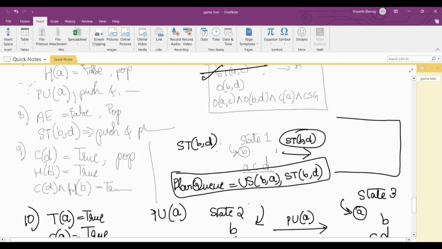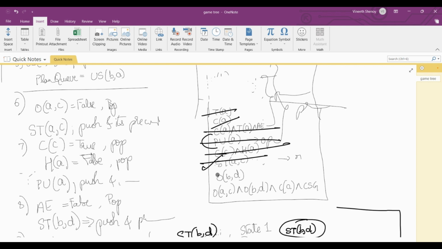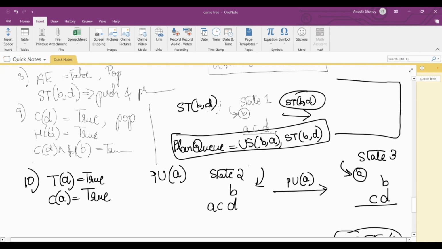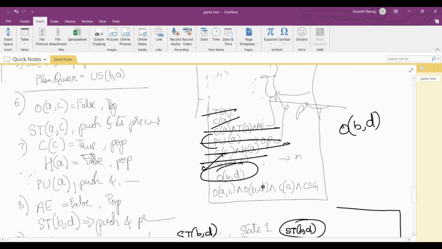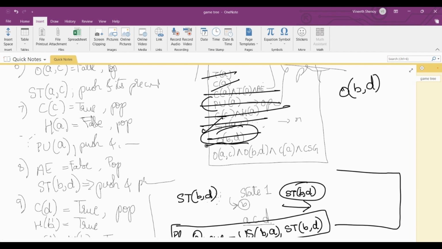The reason being, we will again perform pop. We will check whether this is true: O of B comma D. Is O of B comma D true? Is B on top of D? Yes, it is true. So we will pop this thing out again. Now we are left with the final goal.